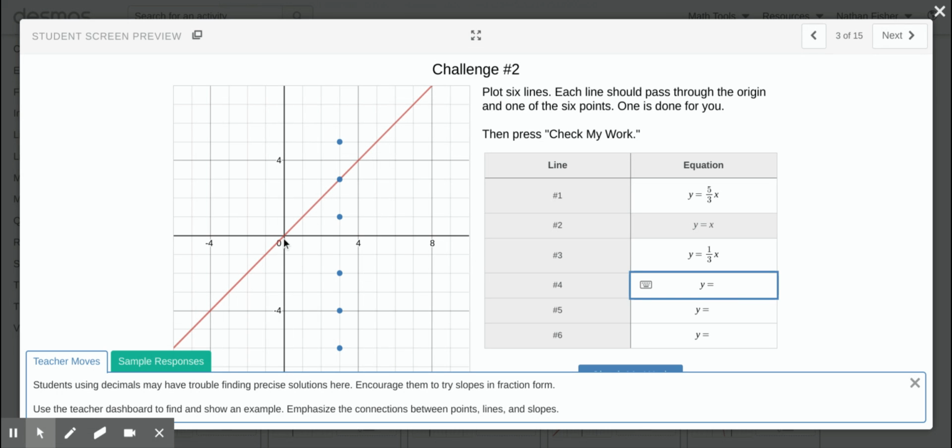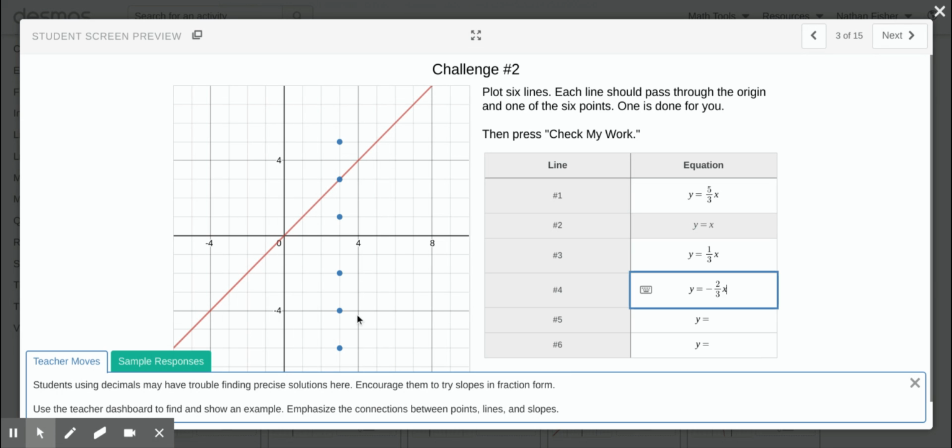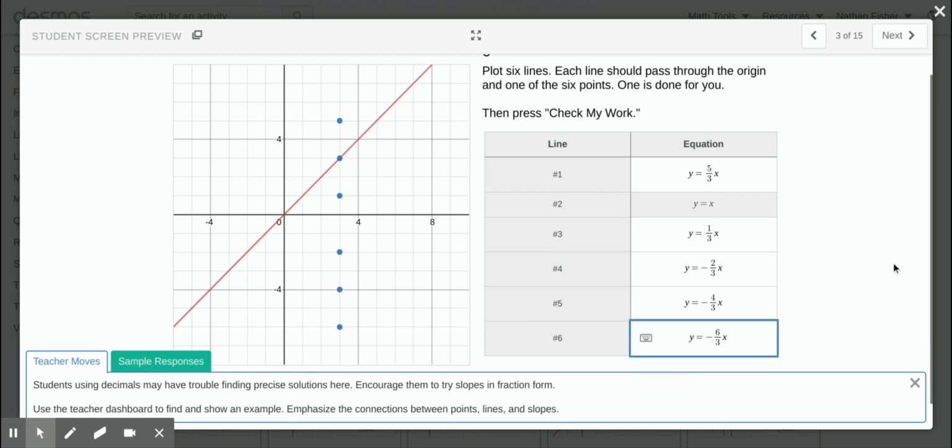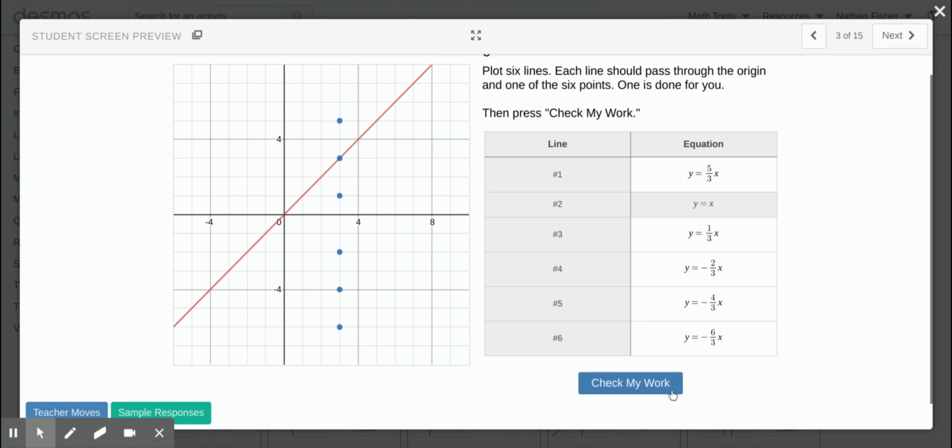Down here, I would go down 2 over 3, which, because I'm going down 2 before I go to the right, it's going to be a negative 2 over 3. This one would be down 4 over 3, so that's going to be a negative 4 over 3. And then down, that's 4, 5, 6 over 3. All these ones where I go down before I go to the right are going to be negative. Let's hit check my work.